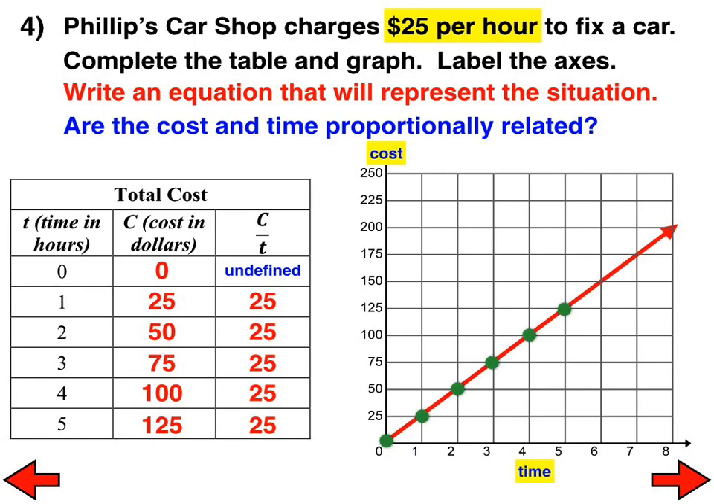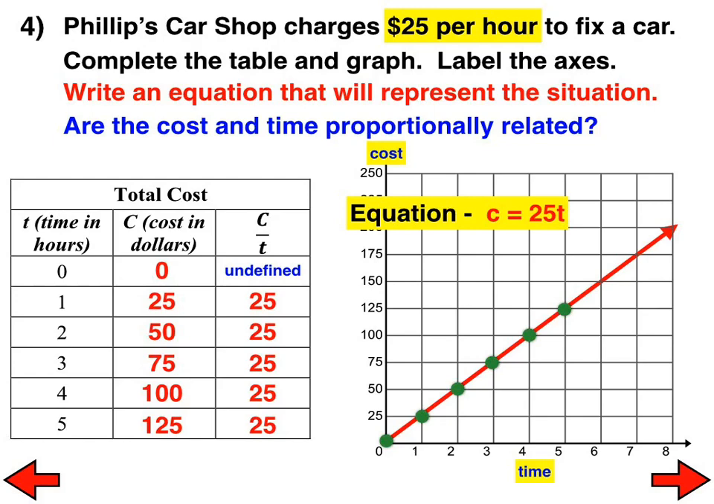So the question here, well, the first thing we're supposed to do is find the equation. Anybody have any idea what that equation would be? Make sure you use the right variables. C equals 25t. And we got the 25, and that's one of the reasons why we were doing our c over t's here. So the equation is c equals 25t.